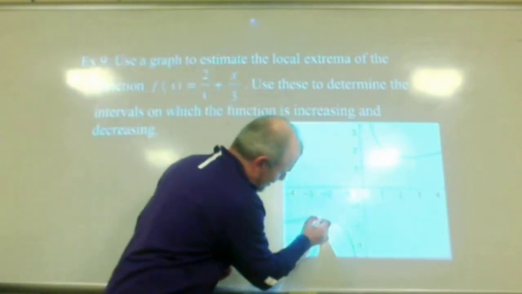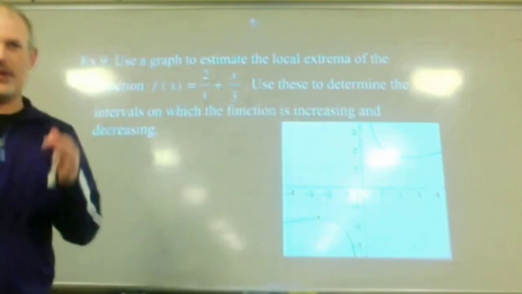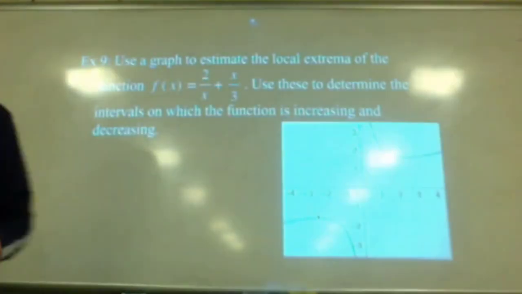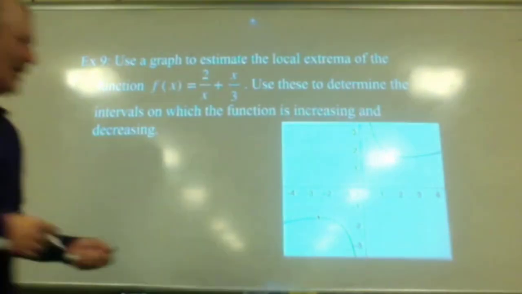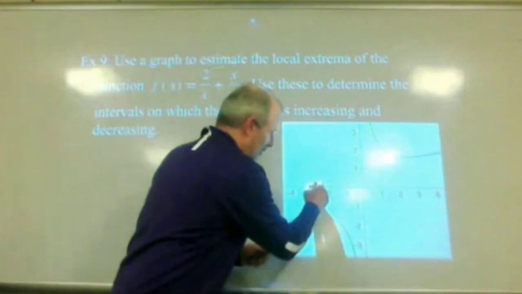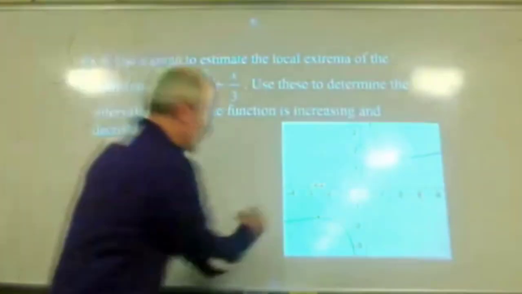I'd say probably about right there is where it switches. If you look carefully, you're going to have to estimate. And I think if I remember in the homework, it asked you to estimate to the nearest half. So I'm going to estimate that that's at about negative 2.5. That's just an estimate. And so it was increasing over here.